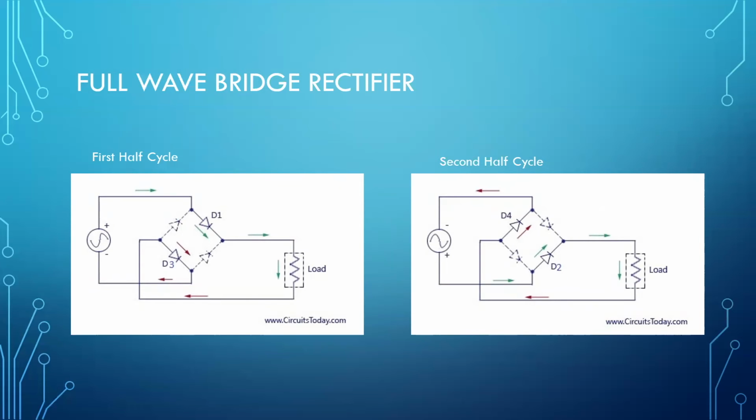In the second half cycle, the current flows from the lower positive end of the transformer and into the full wave rectifier. The current will flow into the diode D2, then into the load, then back into the rectifier, going to diode D4.